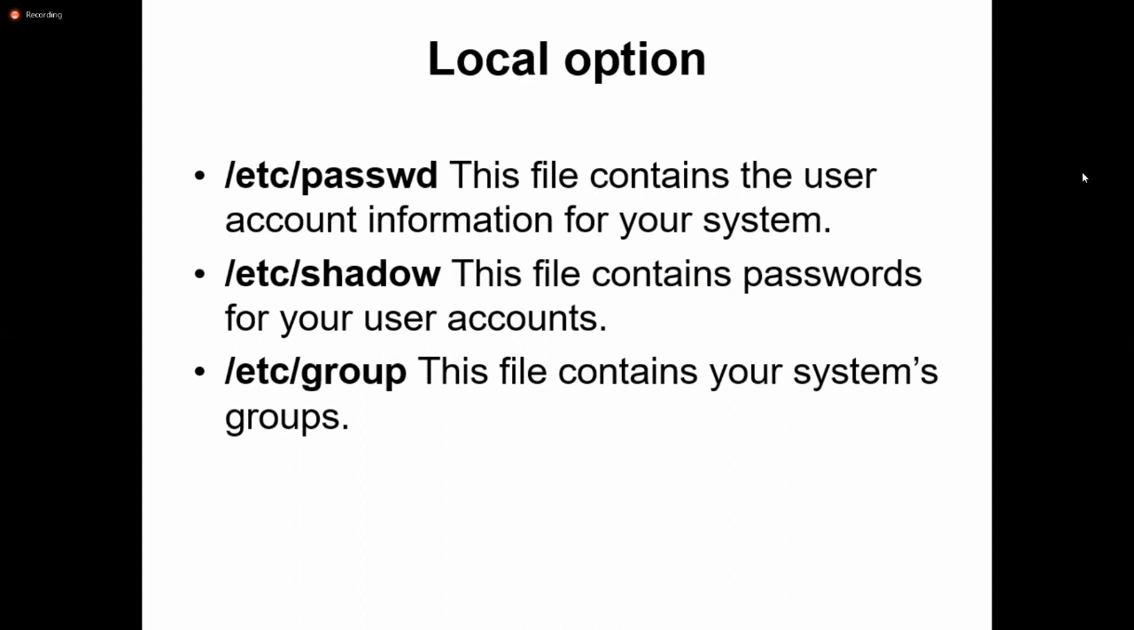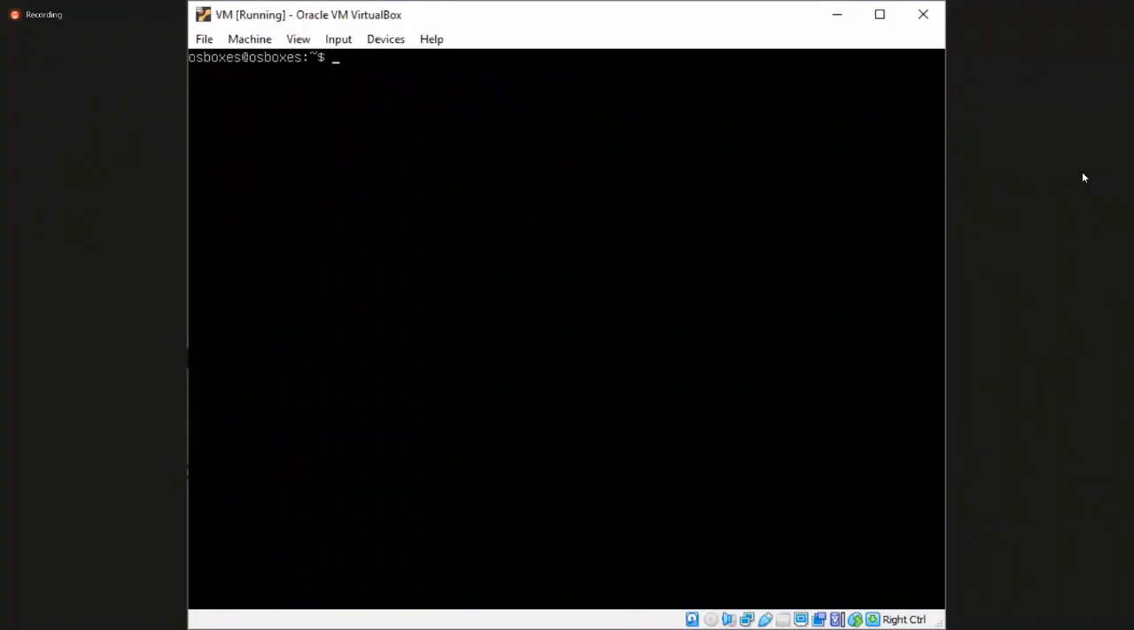Okay, so here are the files. You have the etc passwd file, which contains the user account information for your system, like I showed you earlier, the home folder and things like that. Then the shadow file contains passwords. That also I showed you. The group file contains the groups which are created in the system. I will show again.